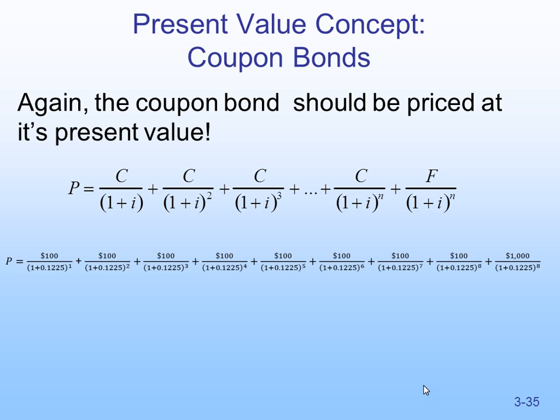All right, I'll tell you the answer. It would be not quite $900, but a little bit less. Okay? A little bit less. Okay. So that's the price it would sell for. All right, that's the present value of that bond.